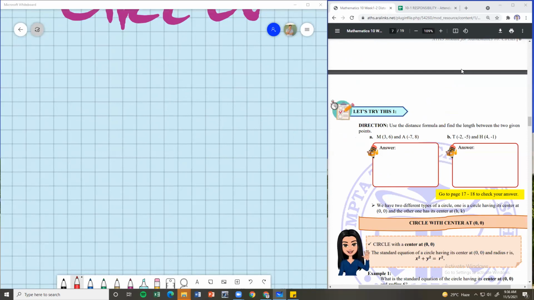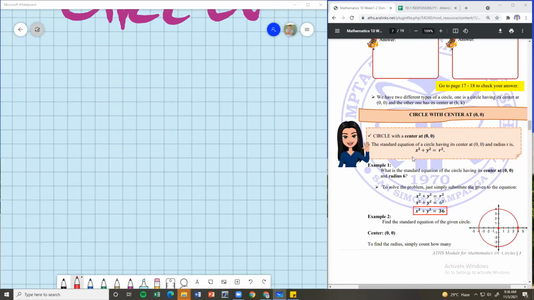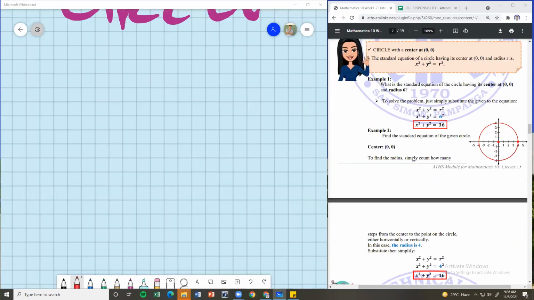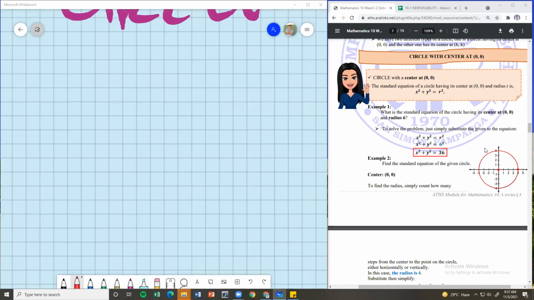So let's now move on with the equations of the circle. Whether we are given the radius or just the points from the center and the point on the circle, we don't have any problem anymore because we can already find the length of the radius or the diameter by using the distance formula. Okay, now let's move on with the equations of the circles.